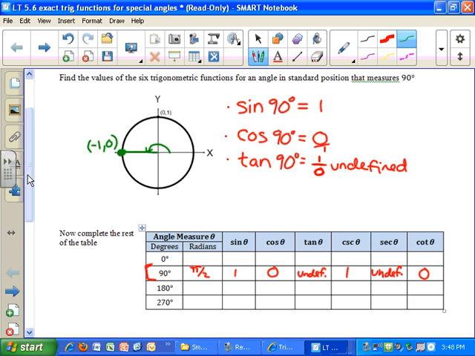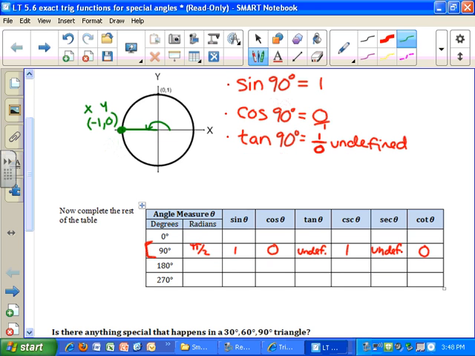Sine is associated with the y value. Cosine is associated with the x value. Whoops, I'm filling these in the wrong spot. For 180 degrees right here, the sine value is 0, and the cosine value is the x value, or negative 1. If you remind yourself, the radians for that would just be pi. And the tangent is going to be y over x, so it's 0 over negative 1, or just 0.